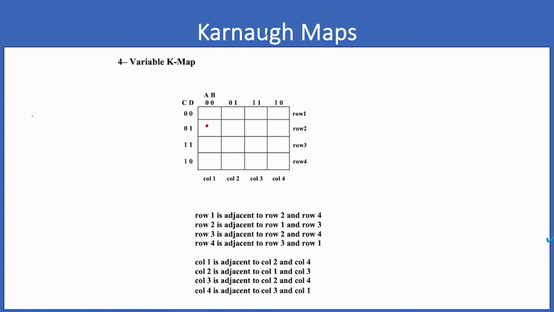Now, row 2 is adjacent to row 1, which is right next to it, and row 3, which is right next to it. Row 3 is adjacent to row 2 and row 4. Every row is adjacent to 2 other rows. And the key word is adjacent. Now let's look at row 4.